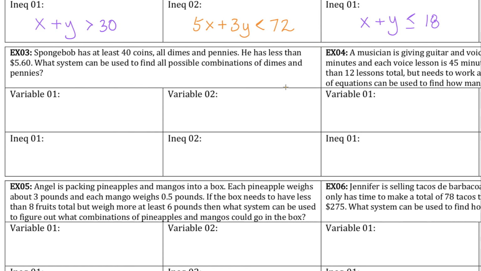SpongeBob has at least 40 coins, all dimes and pennies. He has less than $5.60. What system can be used to find all possible combinations of dimes and pennies? So we will do dimes, pennies. So dimes.